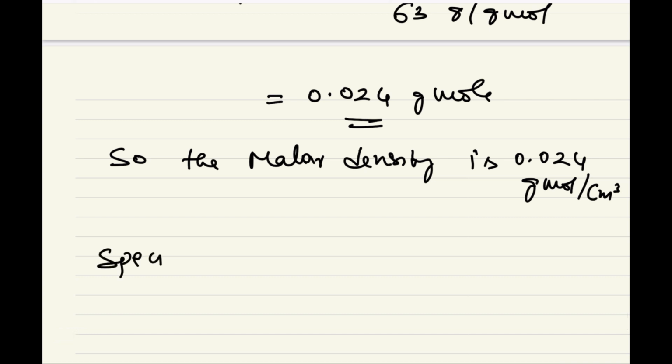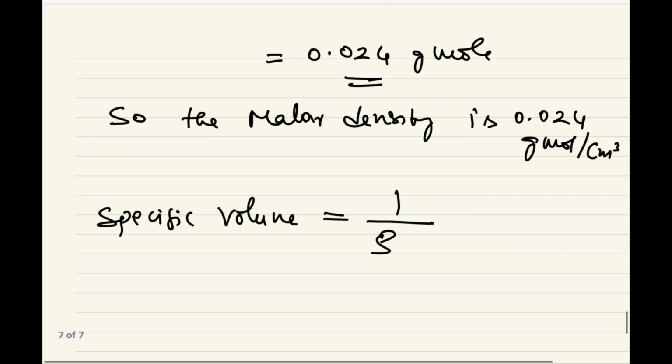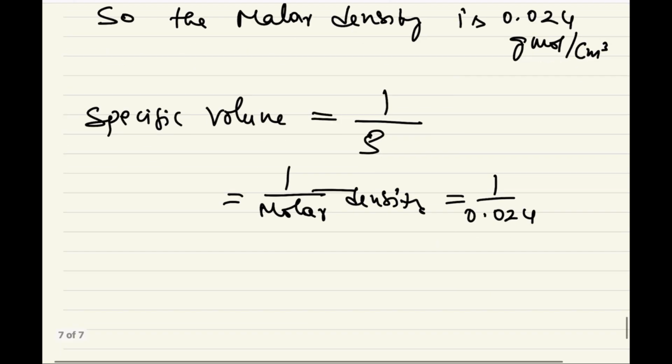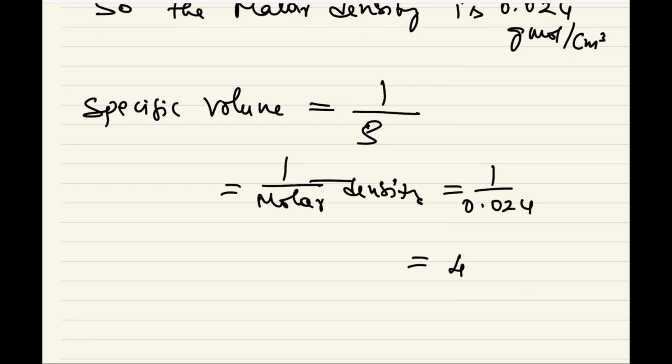Specific volume is nothing but 1 divided by density. Here specific molar volume is asked, so it is 1 divided by molar density. That is 1 divided by 0.024, which becomes 41.64 centimeter cube per gram mole.